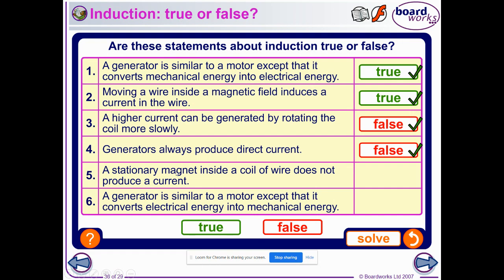A stationary magnet inside a coil of wire does not produce a current. True. You need the magnet to move or you need the coil to move in order to produce an induced current, so a stationary one does not produce. Generator is similar to a motor except that it converts electrical energy into mechanical energy. Wrong. Generator generates electrical energy, so it converts mechanical into electrical. So this is false.